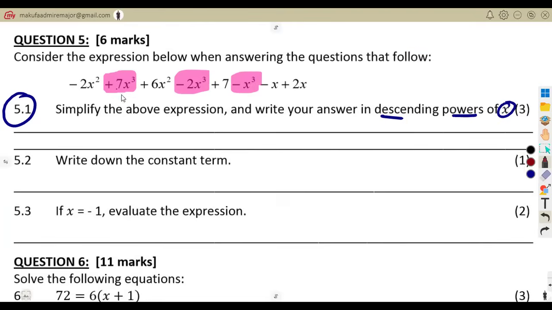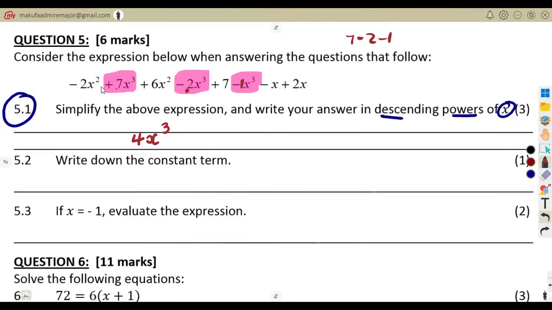So that's 7 minus 2 minus 1. There is a 1 there. So it's 7 minus 2 minus 1. So what are we going to have at the end? That's 5 minus 1, which is 4. So that was going to give us 4x to the exponent of 3.